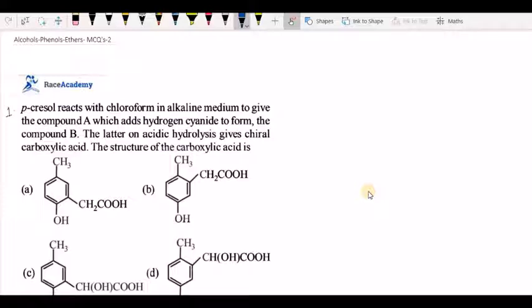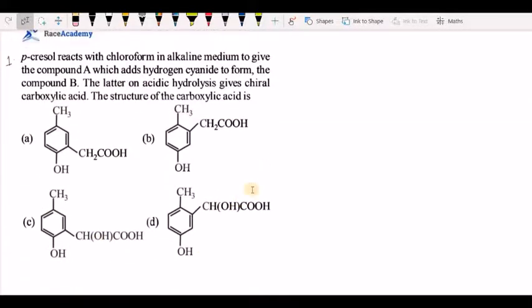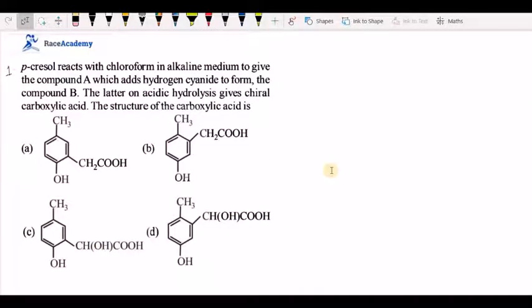Okay, let us see the first question. Para-cresol reacts with chloroform in alkaline medium to give a compound A. First of all, we should know what para-cresol is. Para-cresol is nothing but phenol with a methyl group at the para position. Already they are showing it in the options.